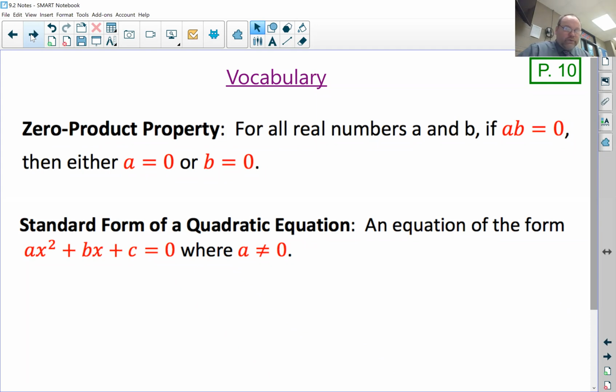So what we will try to do is get our quadratic equation in standard form. That's the form ax squared plus bx plus c equals 0. And we're being very specific here where a is not 0. So we have to have an x squared term. Otherwise, it's not a quadratic equation anymore. Then it becomes linear.